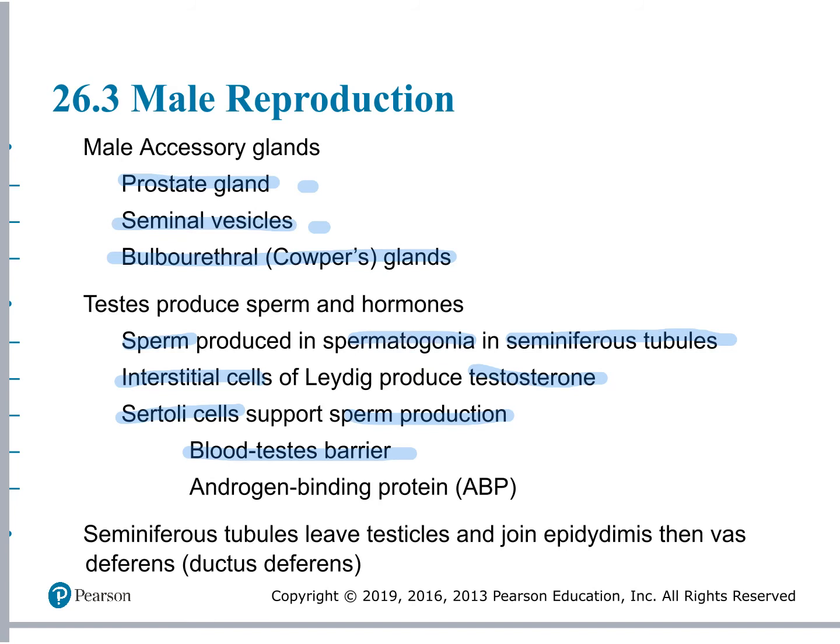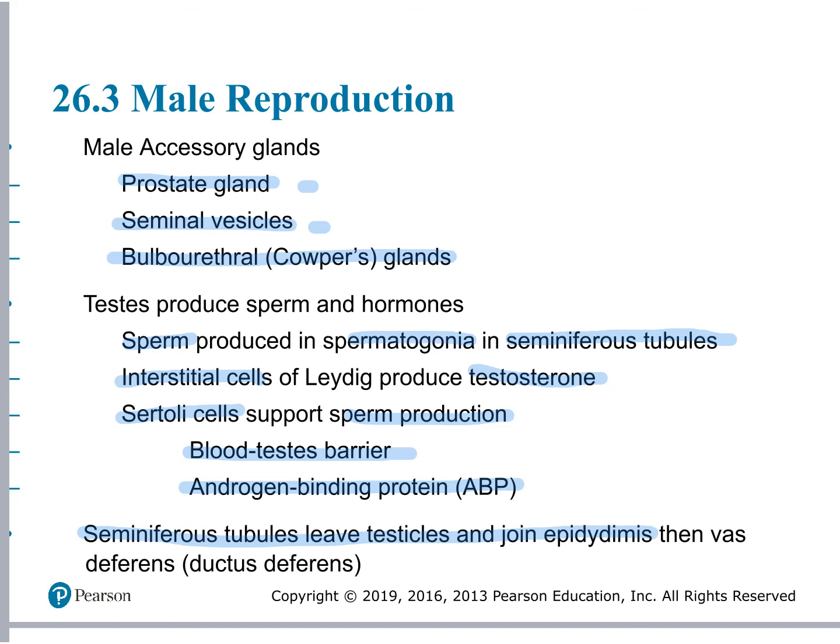And then there's also a protein produced by the Sertoli cells known as androgen-binding protein. Testosterone has to bind to the androgen-binding protein in order to stimulate spermatogenesis, the formation of sperm cells. Now, the seminiferous tubules will eventually lead to the epididymis. The epididymis is on the posterior surface of the testes, and that's where the sperm cells go to mature before they are going to be ejaculated, or if they're not going to be ejaculated, then they'll be degenerated, and certain parts can be recycled, and other parts will just be broken down.